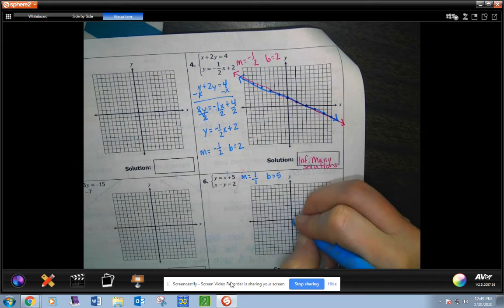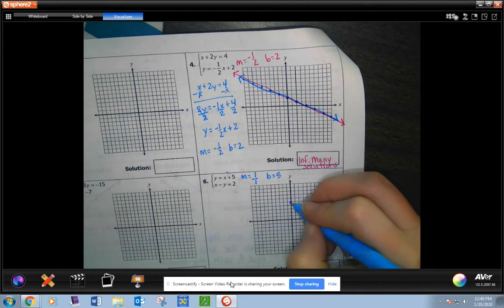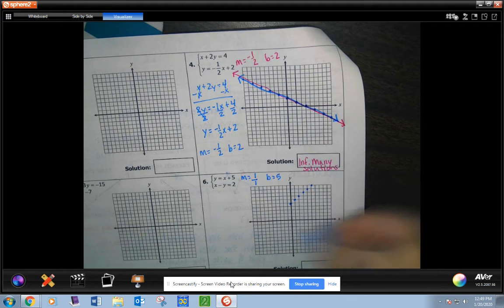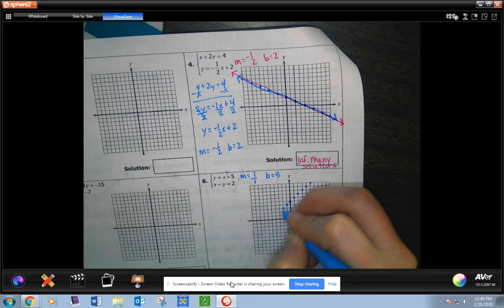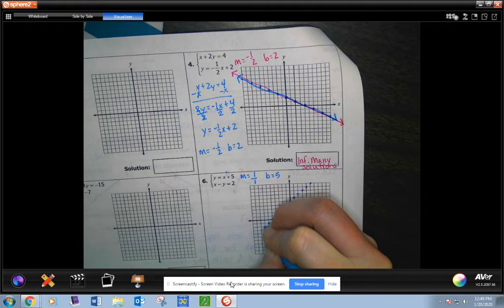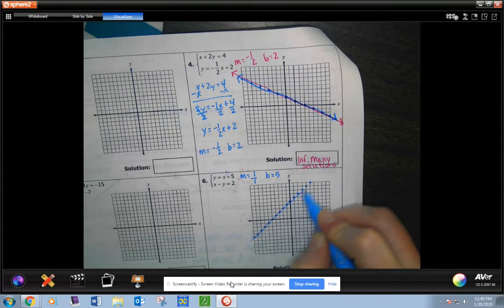I'm going to start my line up at 5. And 1 over 1 tells me to go up 1, right 1, up 1, right 1. Keep going till you can't get any more points. And then reverse it and go down 1, left 1, down 1, left 1. I'm going to draw my line in.